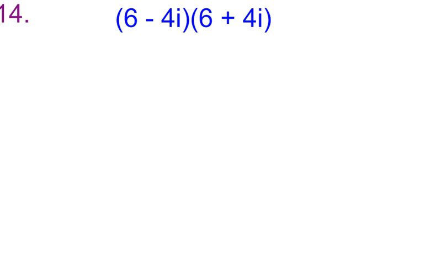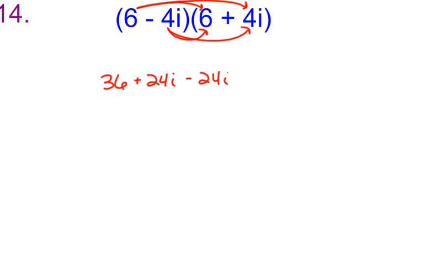So for this problem, I would FOIL, meaning I would distribute my 6 to both terms. I would get 36 plus 24i. I can times things that aren't the same. And then I would distribute my negative 4i. So I have negative 24i minus 16i squared. Now remember, i squared is negative 1, so I'm going to have to substitute a negative 1 in here.